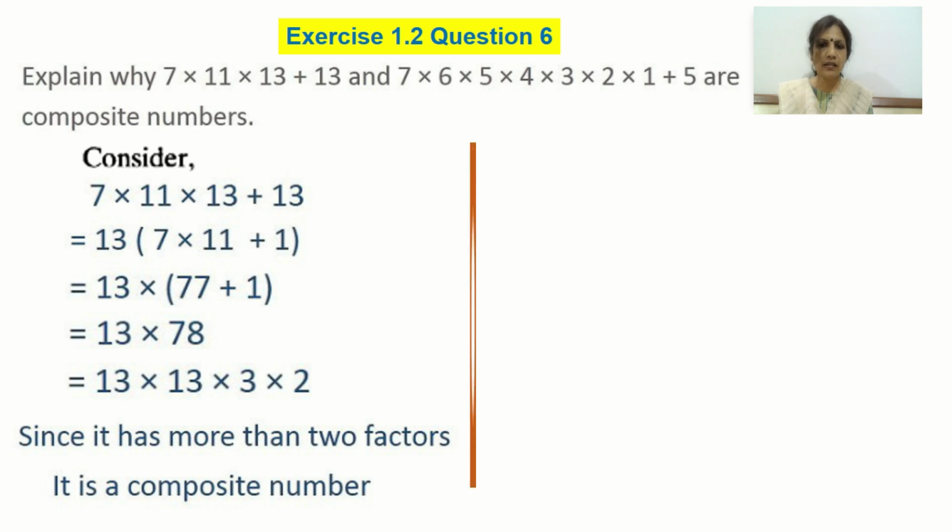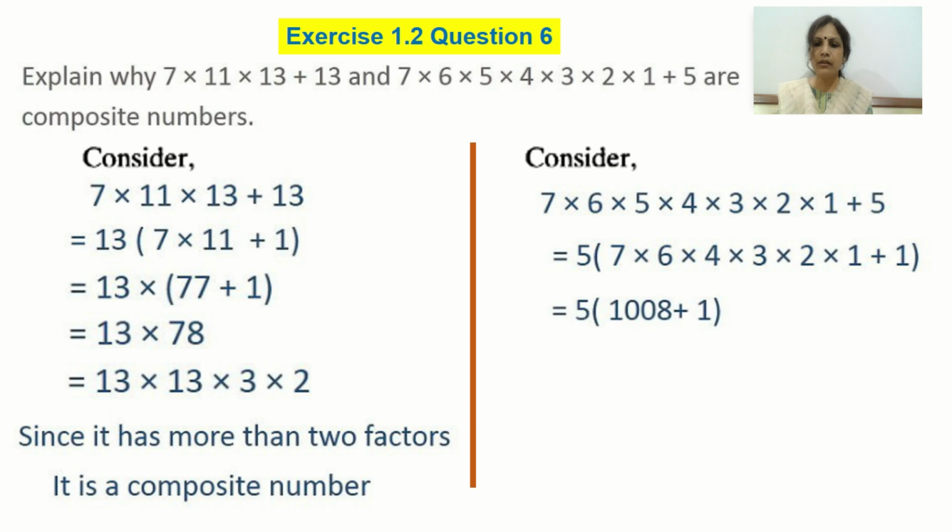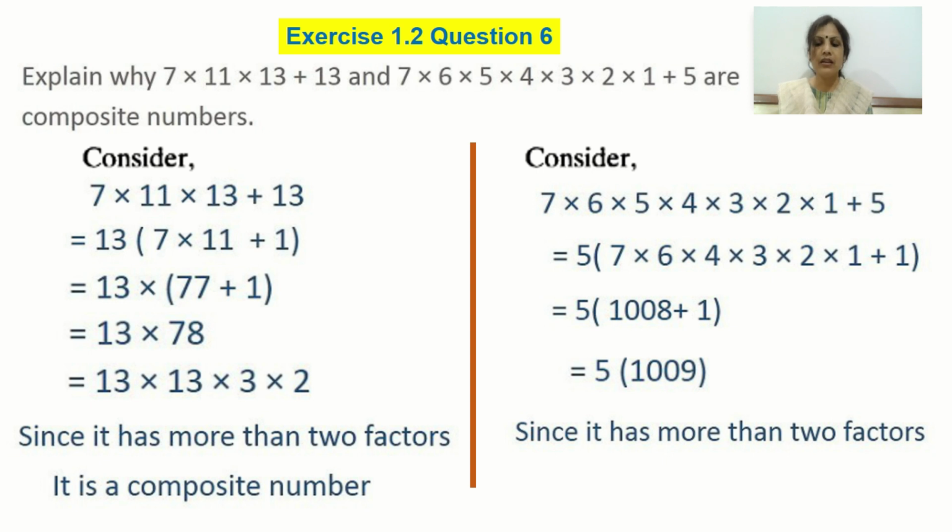Let's consider the second number which is given to us: 7 into 6 into 5 into 4 into 3 into 2 into 1 plus 5. We'll do the same thing. Here we can take 5 common outside. So what are we left with? 7 into 6 into 4 into 3 into 2 into 1 plus 1. Let's simplify this and we get 5 into the bracket 1008 plus 1, and 1008 plus 1 is 1009. So 5 into 1009, and we can say that the number has more than 2 factors. So the second number is also a composite number. The important thing to keep in mind here is that you should know the meaning of composite numbers. Let's move to the next sum.